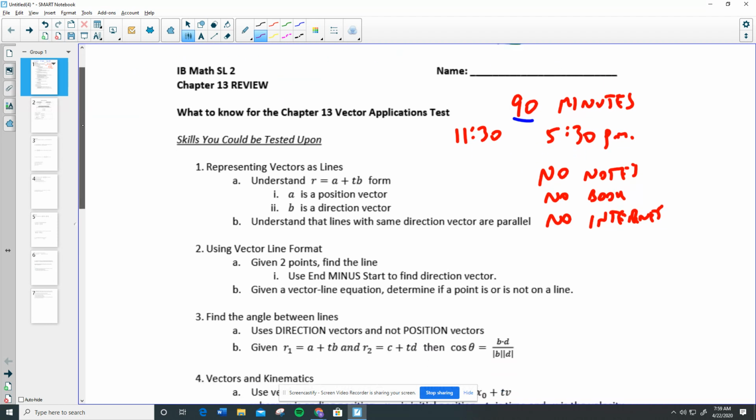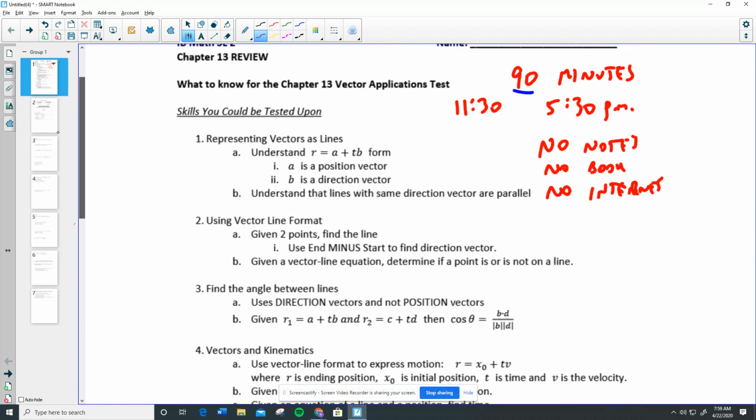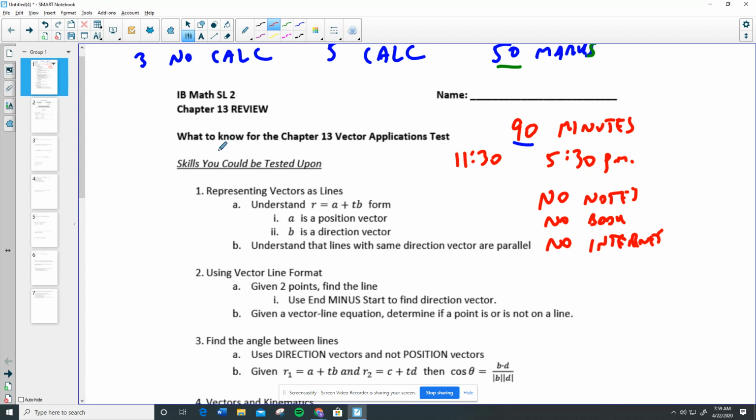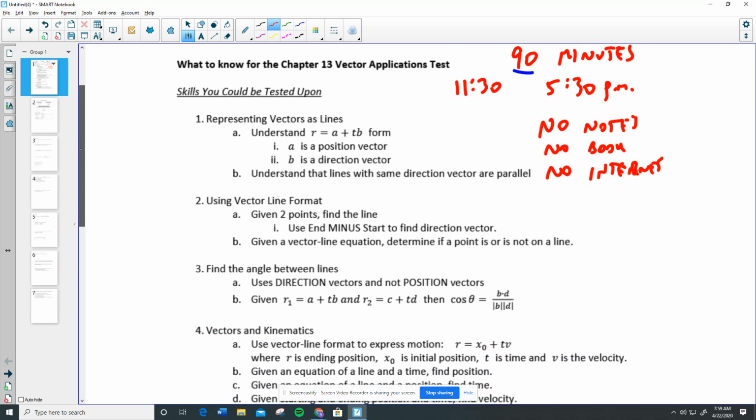All right, what's on this thing? Well, I listed 9 different categories of questions. I'm not saying every single one of these is on there, but these are the things that I drew from for the unit.